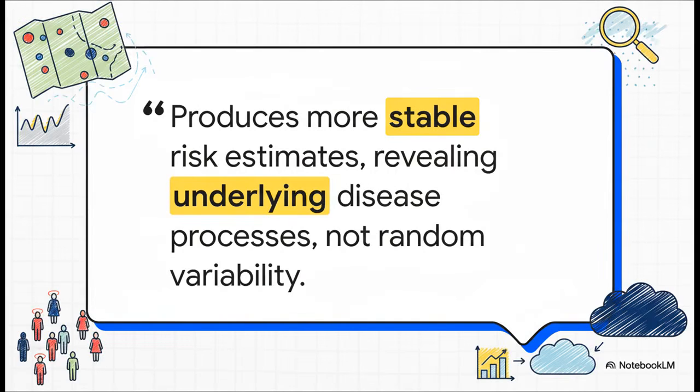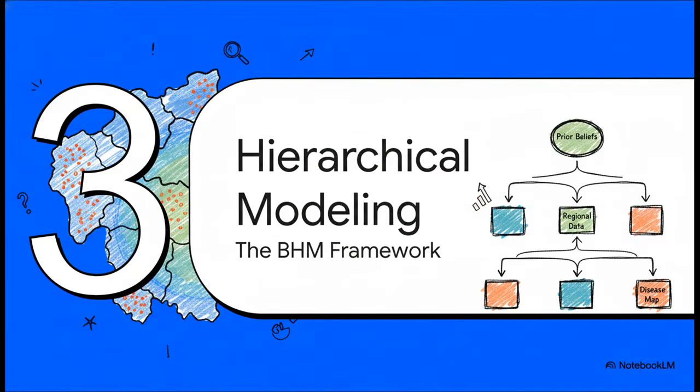And this quote just nails it. The whole point is to create more stable risk estimates. We're trying to see the real, underlying pattern of the disease, not just the random ups and downs that come from having noisy data. Think of it like tuning a radio. We're trying to dial in the clear signal of the disease process and filter out all the static. So how do we actually build one of these things? Well, the framework that makes all this possible is called a Bayesian Hierarchical Model, or BHM for short. The best way to think about it is like a multi-layered cake or a set of building blocks.